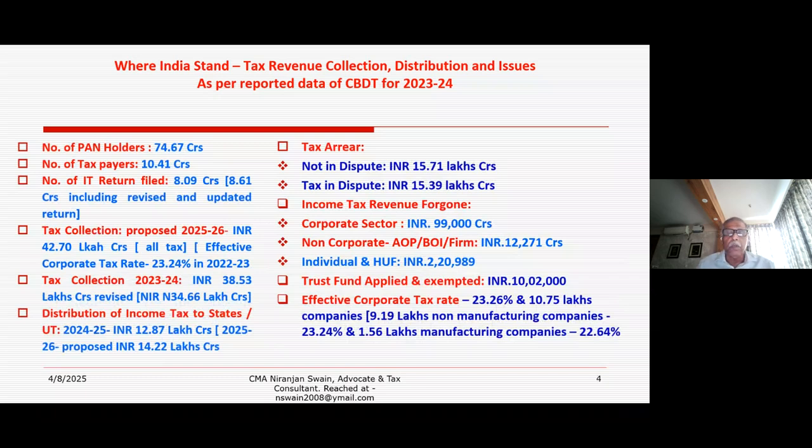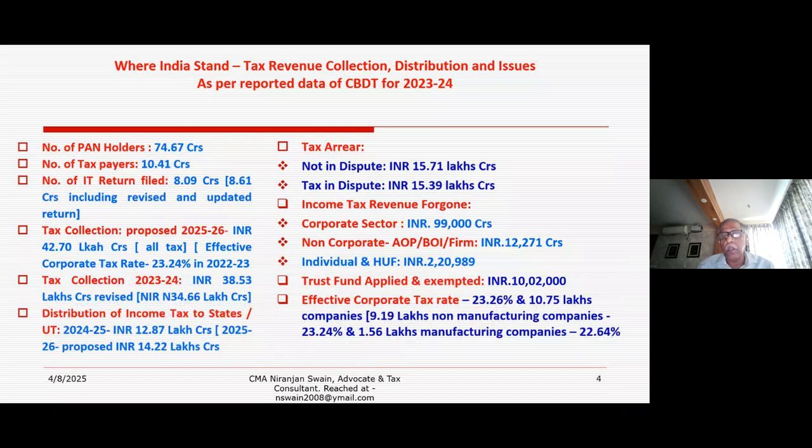So in the tax area, if we see the tax collection, no doubt the government has introduced new bills, etc., and tax collections have increased. But at the same time, the government could not collect revenue because of disputes, and if you take the tax dispute amount, it is 15.39 lakh crores.